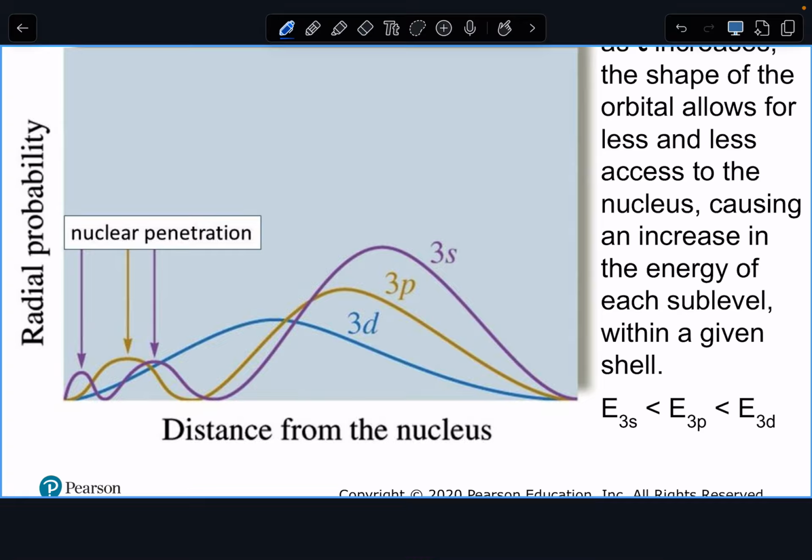So it creates this weird thing where the n equals 3 will fill the s, the p, and then it'll jump to the 4s and back to the 3d. Okay, so we'll cover that in detail when we get to chapter 9, but the shape has a huge influence on energy because it limits or allows access to the nucleus so that negative charge can be closer.